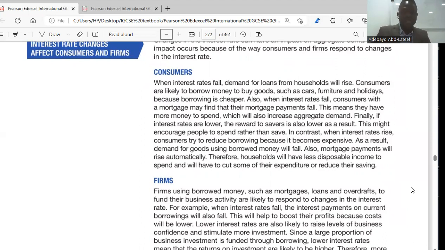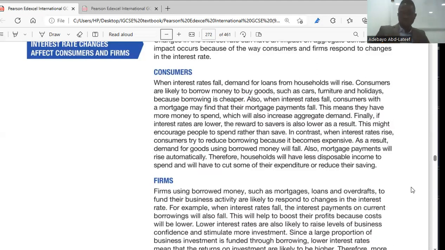In contrast, when interest rates rise, consumers try to reduce borrowings because it becomes expensive. As a result, demand for goods using borrowed money will fall. Also, mortgage payments will rise automatically. Therefore, households will have less disposable income to spend and will have to cut some of their expenditures or reduce savings.